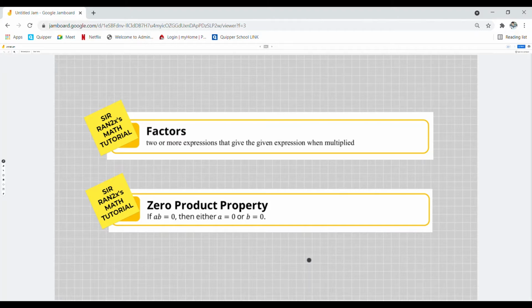What are factors? Okay, factors are two or more expressions that give the given expression when multiplied. When we're still in grade school, this refers to numbers we multiplied and gives a new number. Alright, and then what is zero product property? In your grade 7 you will learn this one. If AB is equal to 0, then either A is equal to 0 or B is equal to 0, or simply equating an expression to 0. Alright, I hope you are familiar with the words factors and the zero product property.